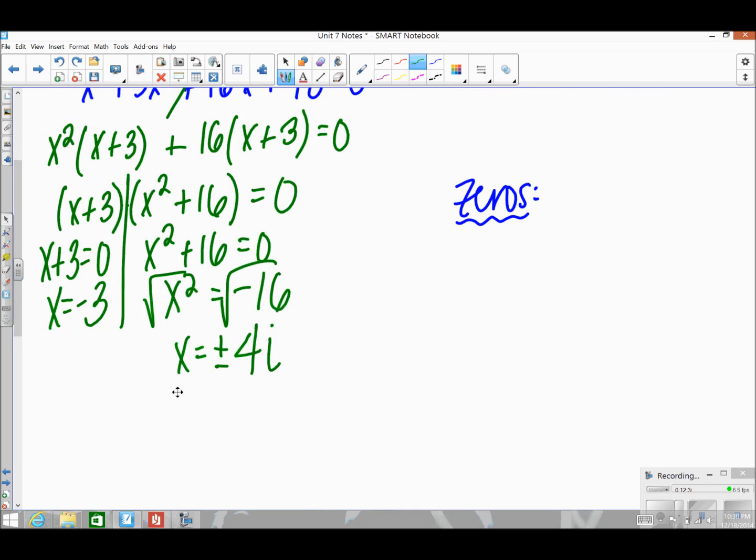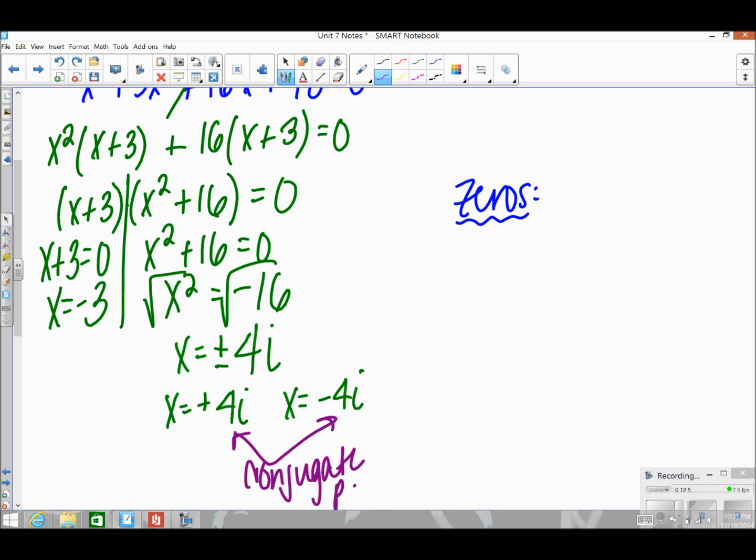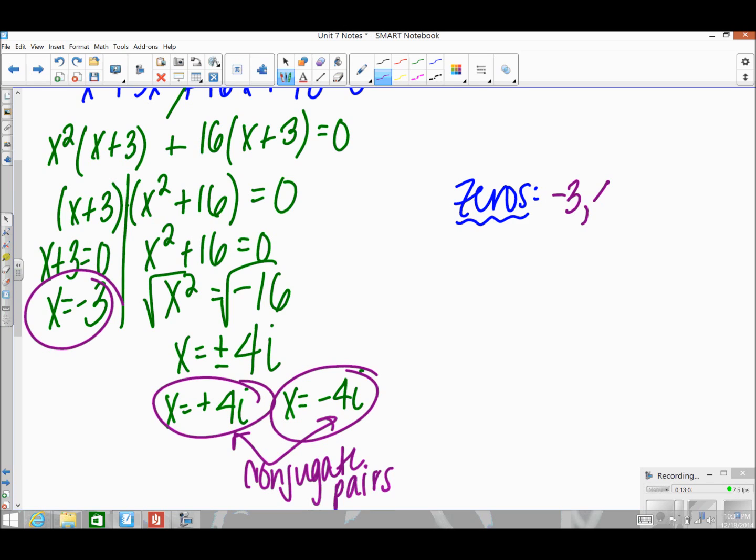So again, you have 2 solutions. You have x equals 4i and x equals negative 4i. And keep in mind, these are conjugate pairs. So again, we had a degree 3 polynomial, and we ended up with 3 solutions. Of our 3 solutions, one of them is a real number, the other 2 are complex numbers, but they occur in conjugate pairs. So what this means is my zeros are negative 3, 4i, and negative 4i.